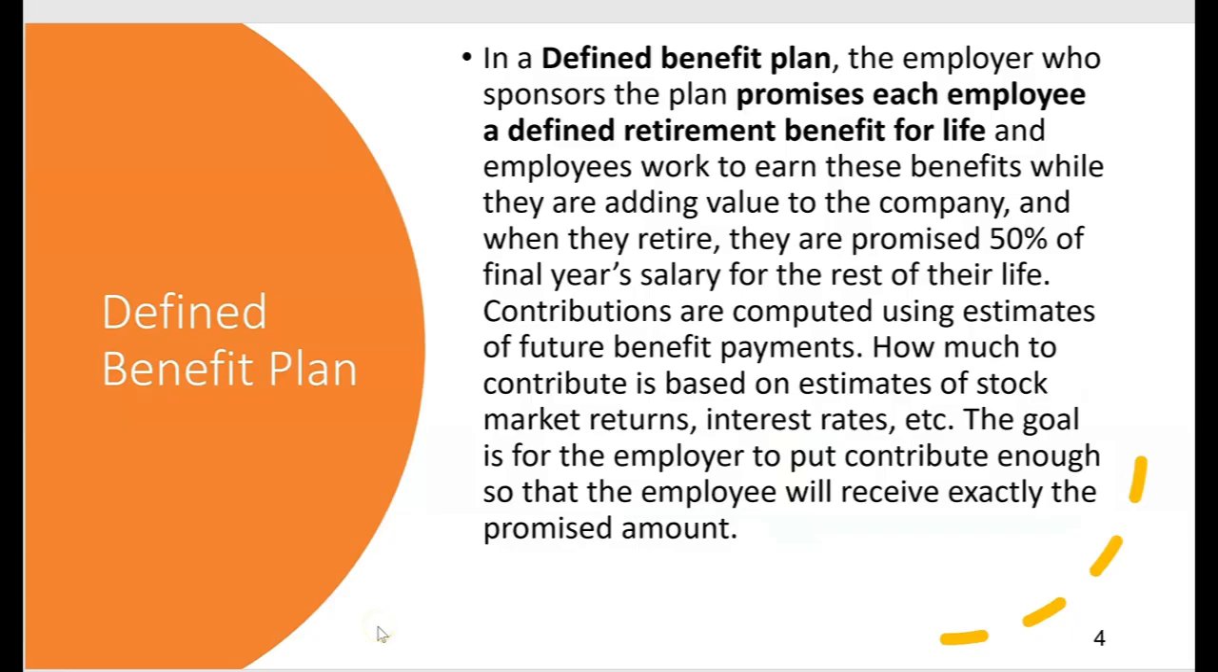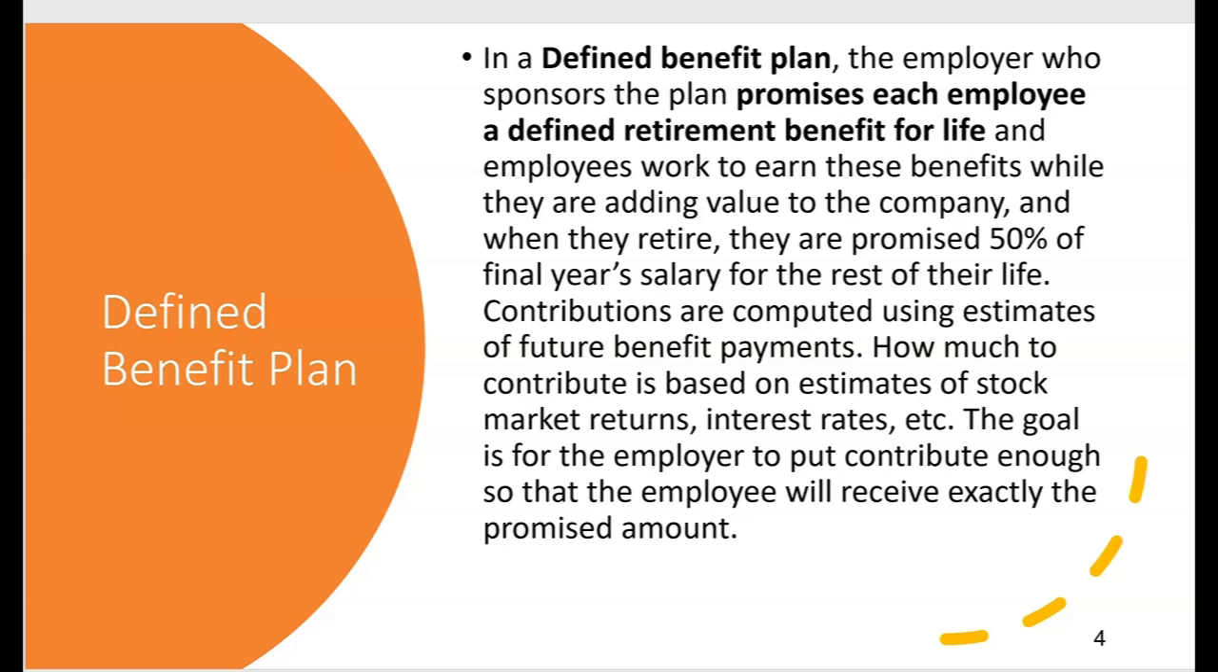And first we'll start with what's a defined benefit plan, one of the two types of pension plans. In a defined benefit plan, the employer who sponsors the plan promises each employee a defined retirement benefit for life from the day they retire. Employees work to earn these benefits while they're adding value to the company, and when they retire, they're promised a certain benefit, maybe 50% of final year salary for the rest of their life. That may be the defined benefit.